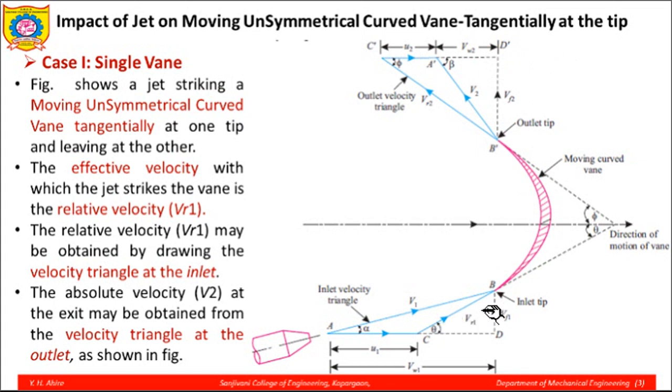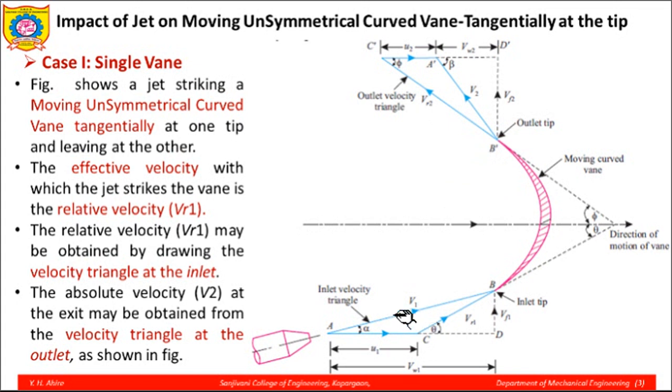VR1 is the relative velocity of the jet with respect to the vane at the inlet. VR2 is the relative velocity of the jet with respect to the vane at the outlet. U1 is defined as the peripheral velocity of the vane at the inlet. It is the linear velocity, or peripheral velocity, of the tip of the vane at the inlet. Since this vane is moving in a linear direction, I am calling it the linear velocity, U1. U2 represents the peripheral velocity of the outlet tip of the vane.